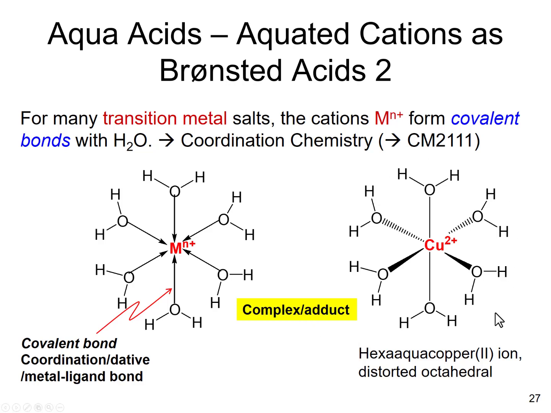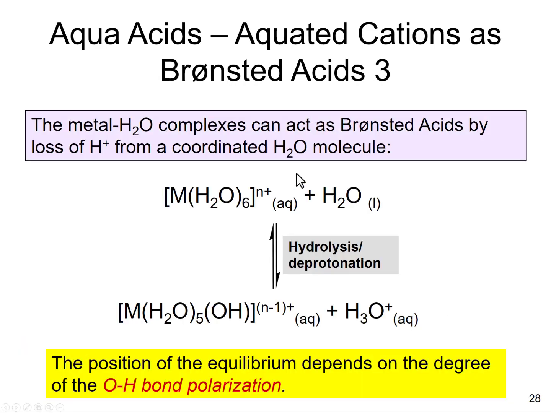Here we have a specific example. We can take a copper 2 salt and dissolve it in water. And what you get here is this hexa aqua copper 2 complex. And the arrangement of the oxygen atoms of the water molecules around the central metal gives rise to a shape we call an octahedron. So the geometry of such aqua acids is often octahedral in geometry. Now, these metal-water complexes can act as Brønsted acids by loss of hydrogen or protons from a coordinated water molecule.